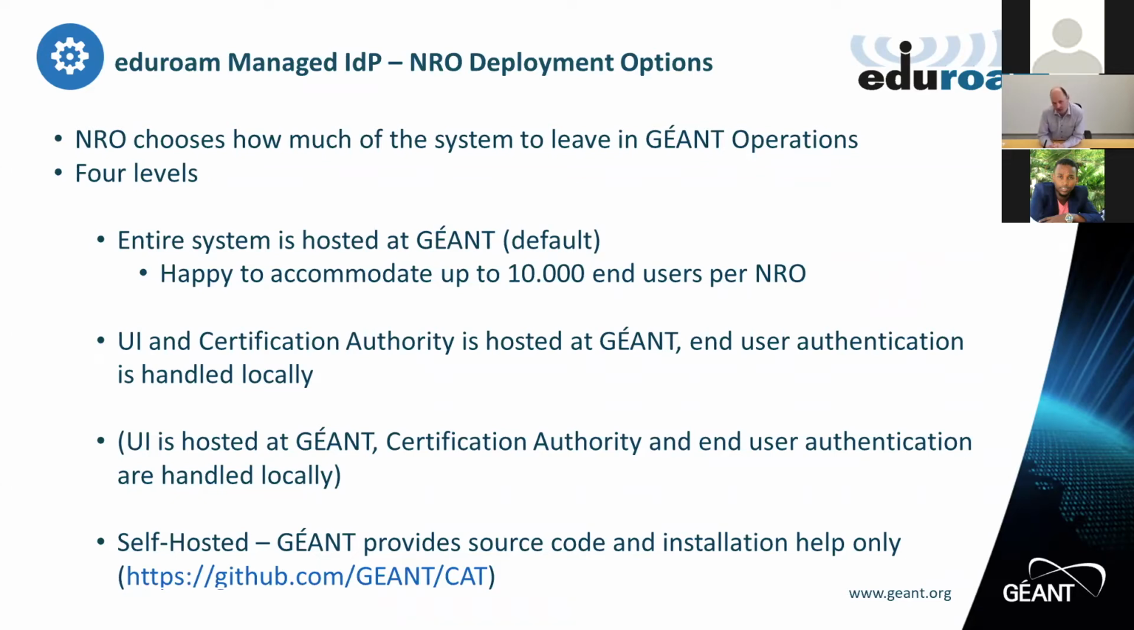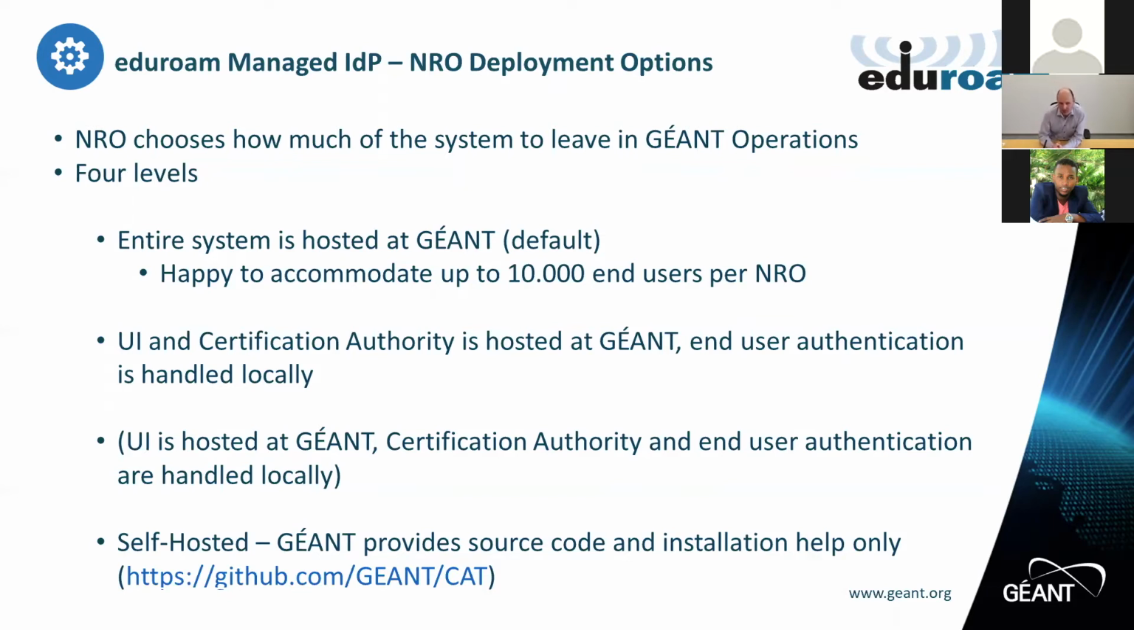And these are the following bullets, basically. So one thing you can do, and you may want to do that if you feel you need to have the service closer to you, is that you leave the user interface and the certification authority with us in the cloud, but the actual end user authentication, meaning the radius server in the system, is handled locally by you. That is something we are prepared for. We can do this anytime, and it's prepared for in the code. So there is no issue with that.